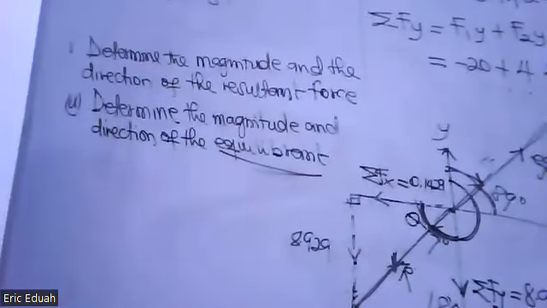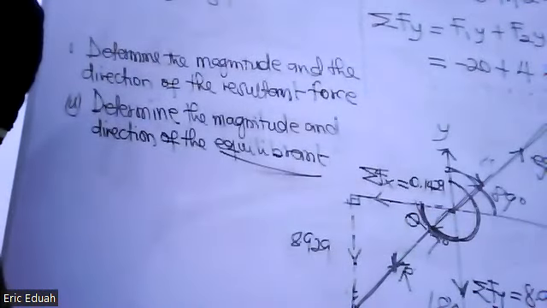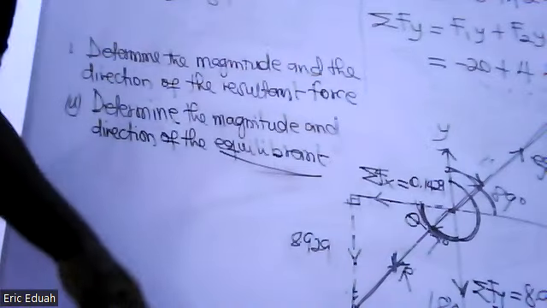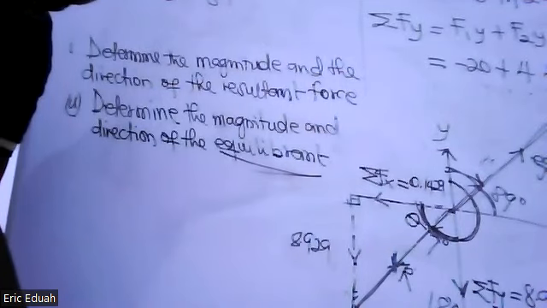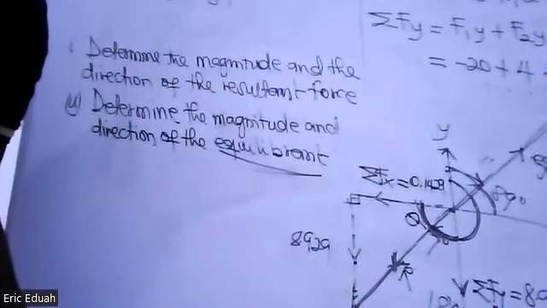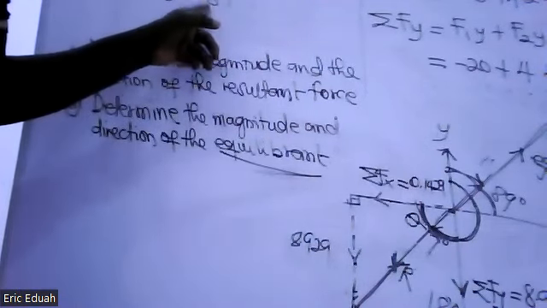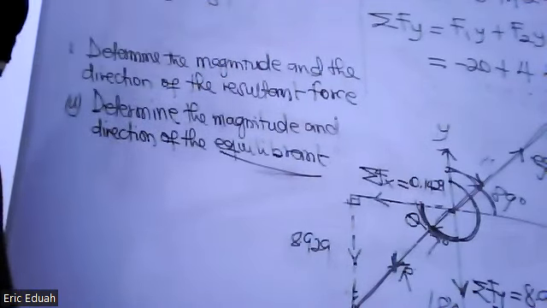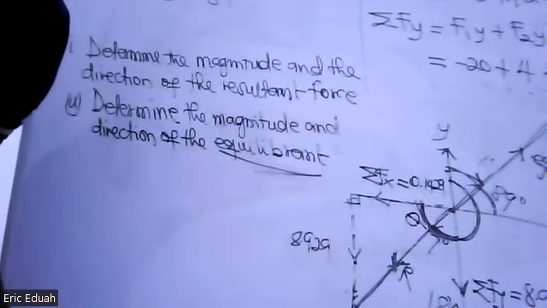Okay, so I think we have the solution. Let me check what we got as our final answer. For the resultant, we had 8.93. Yes, the answer is 8.93, just as we have. And then the direction of the resultant is 89.1. So we rounded it up. Then the point in the question on equilibrant. So that is it.